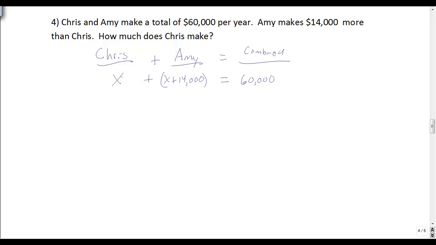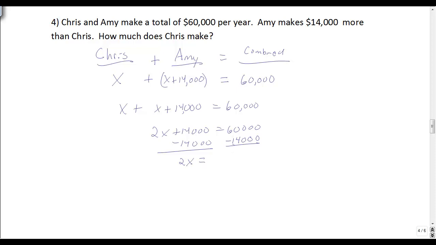And when I do that, I can drop my parentheses for Amy's amount. X plus X plus 14,000 equals 60,000. Then X plus X is 2X. And then we have to isolate the 2X. So I'm going to subtract the 14,000 from both sides. I get 2X equals 60 minus 10 would be 50, minus another 4, that would be 46,000. And then I divide by 2 to isolate the x finally, because it's 2 times x, so I divide by 2 to undo the multiplying by 2.